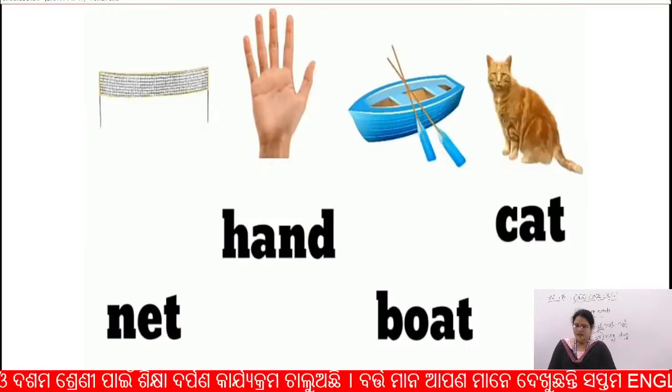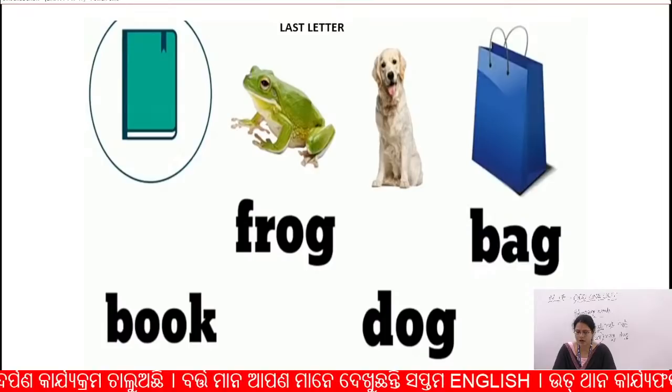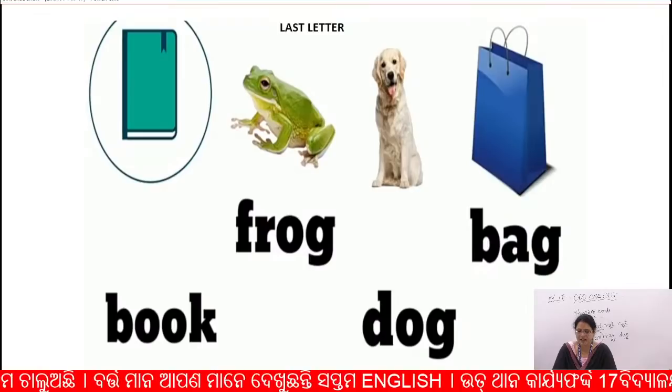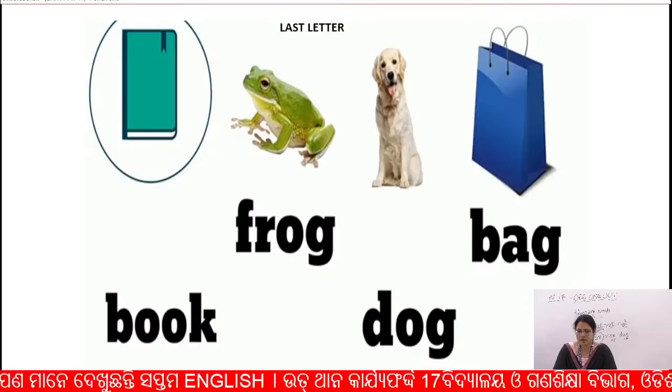Again I have given a clue. Find out which one is different. Book, frog, dog, bag. Look at the last letter, last alphabet. See, B O O K book, F R O G frog, D O G dog, B A G bag. Then which one is odd? Book. Book is odd one.